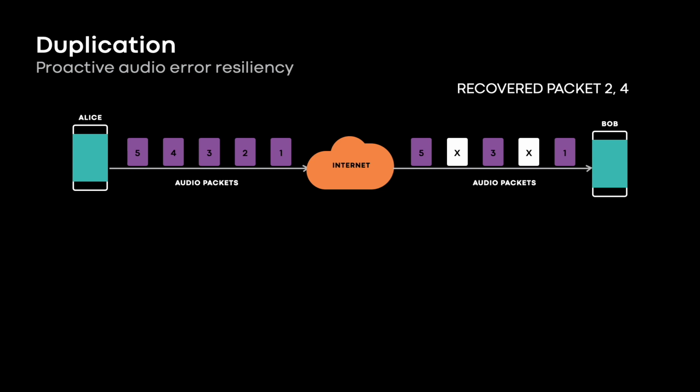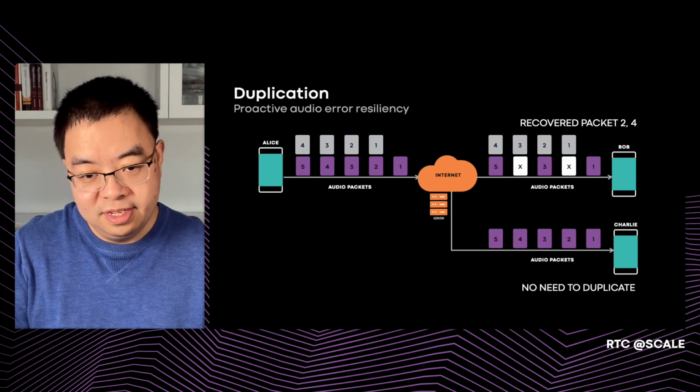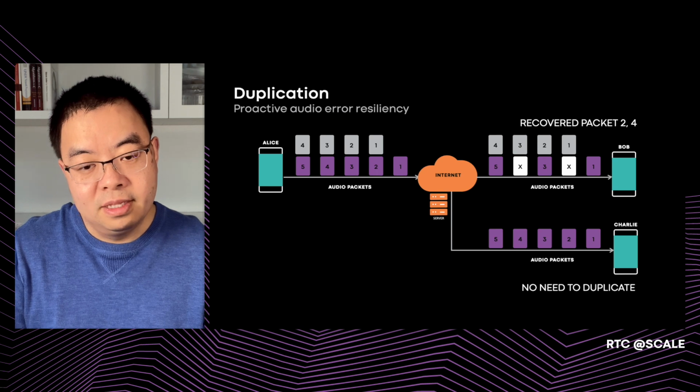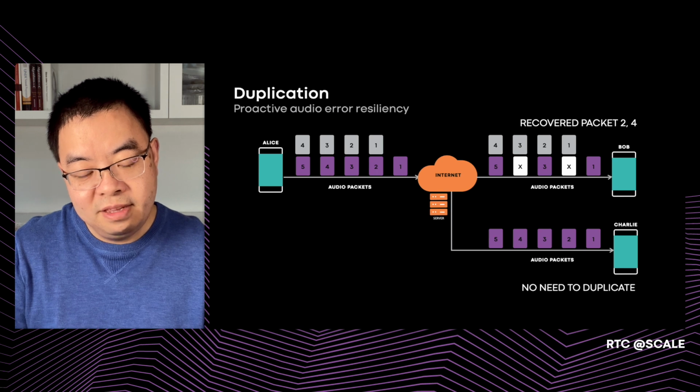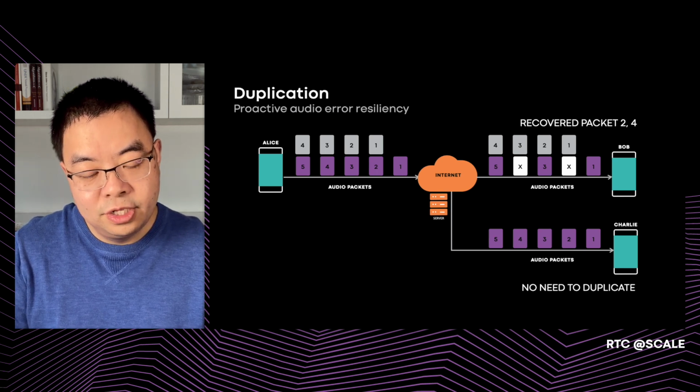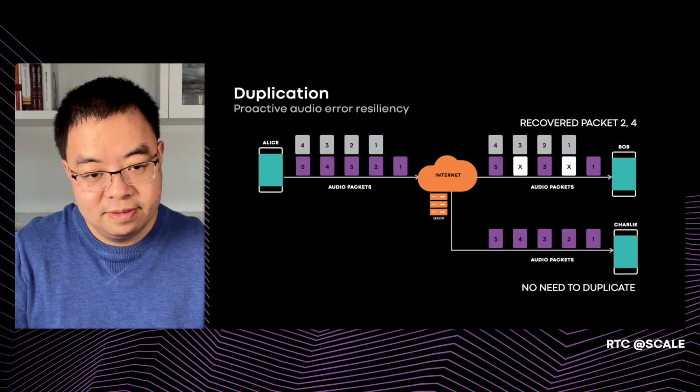Another nice thing about duplication compared to in-band FEC is that duplication is flexible for conference calls. In our previous example, when Charlie, Bob and Alice are in a conference call, the media server in the middle can actually remove the duplication packets if they're not needed. So when there is packet loss on Bob's side, the media server can forward the duplicates only to Bob. But if Charlie has no packet loss, the media server doesn't need to forward them, so Charlie can receive the packets with full quality, without duplicate audio frames.